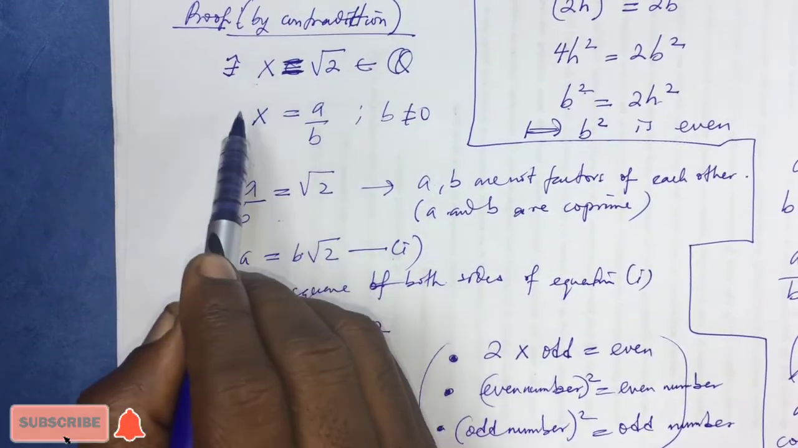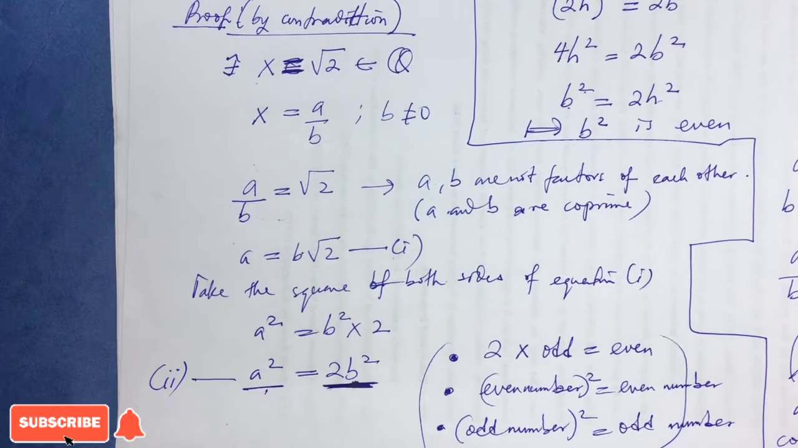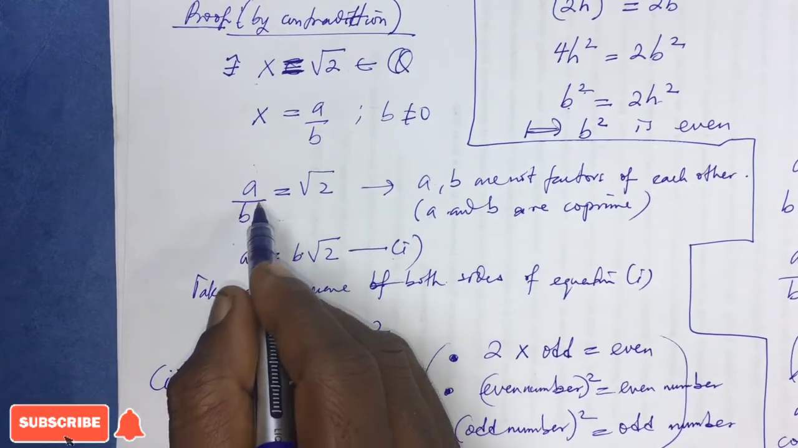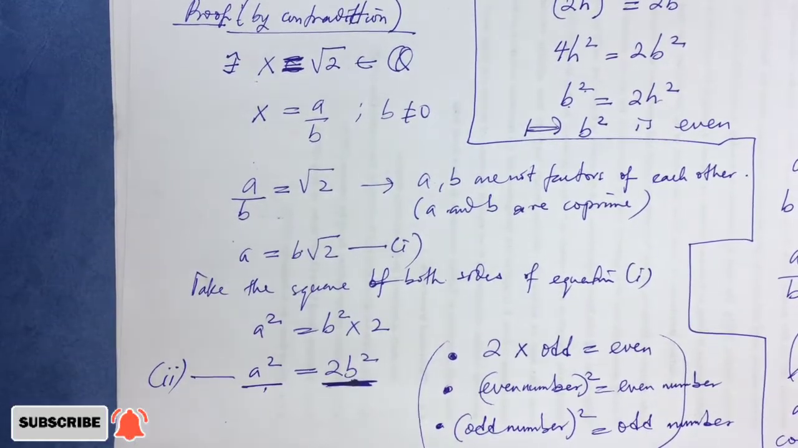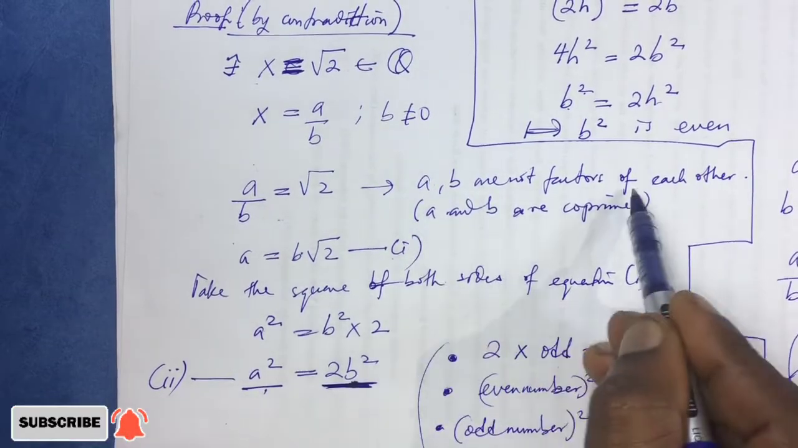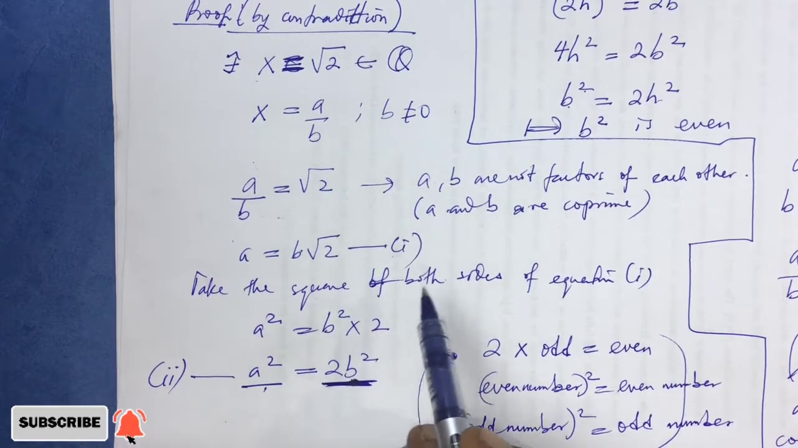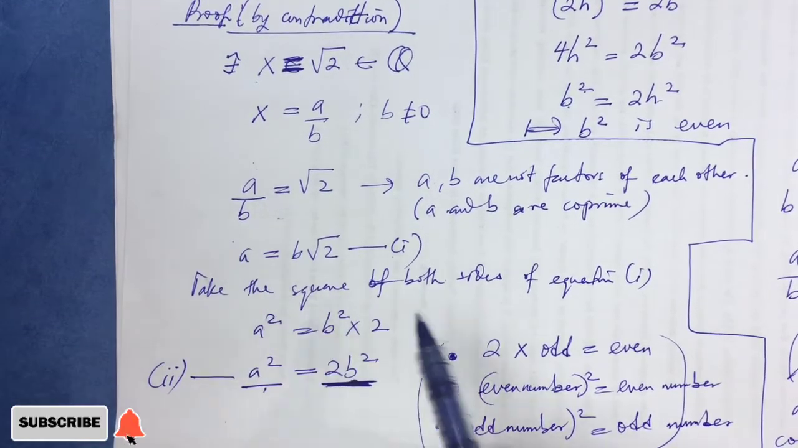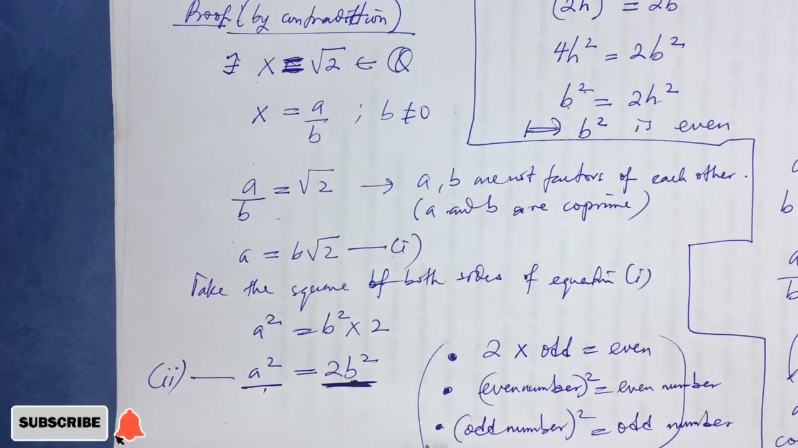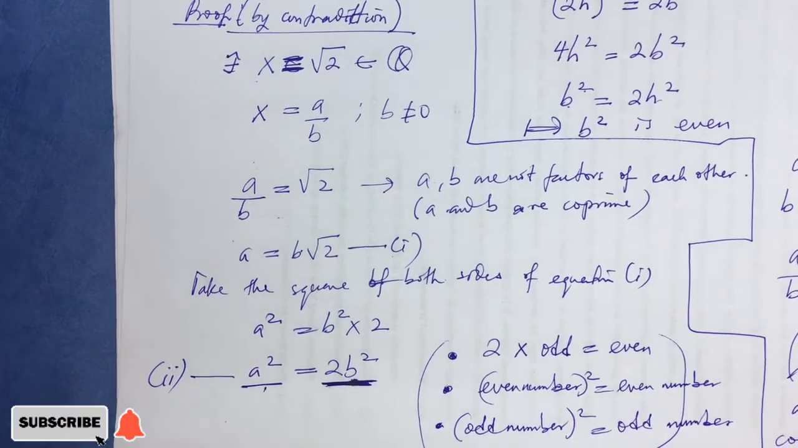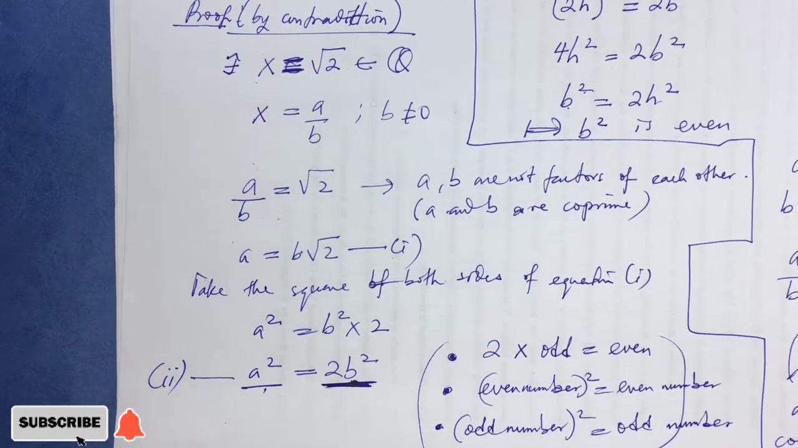So saying that x equals square root of 2 is a rational number means that square root of 2 can be expressed as a ratio of two integers. Now take note, the assumption here is that a over b is the simplest form for expressing square root of 2. And if a over b is the simplest form of expressing square root of 2, it means that a and b have nothing in common. And that means that they are co-prime.